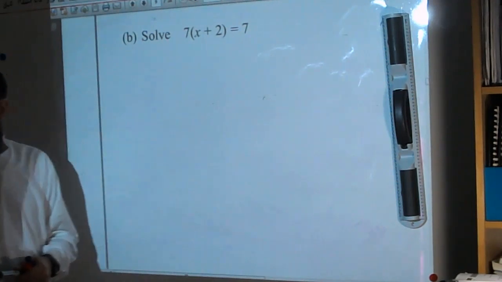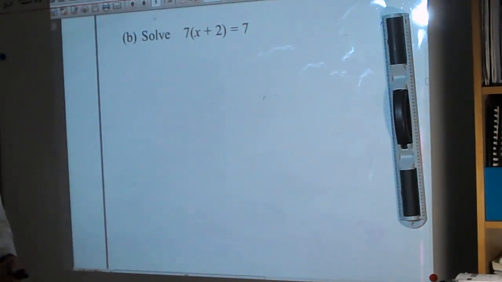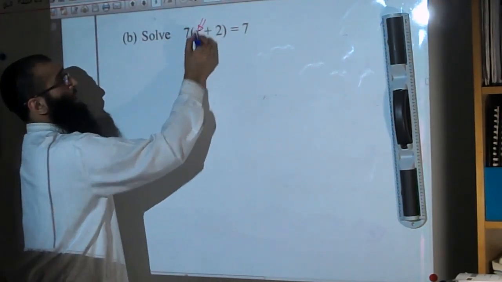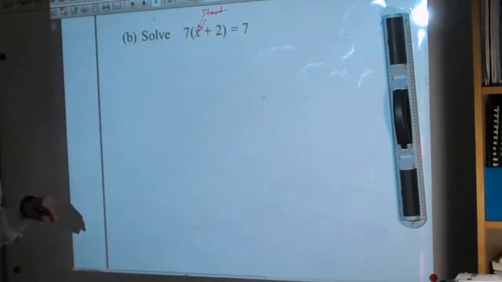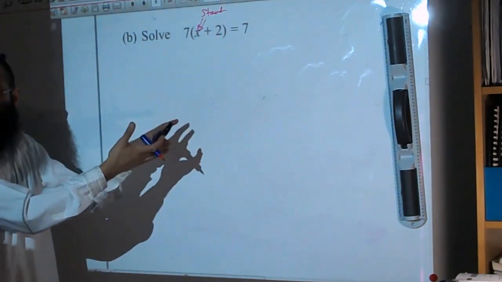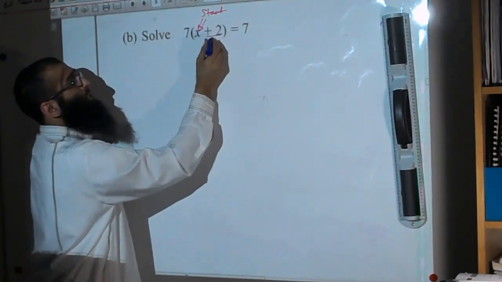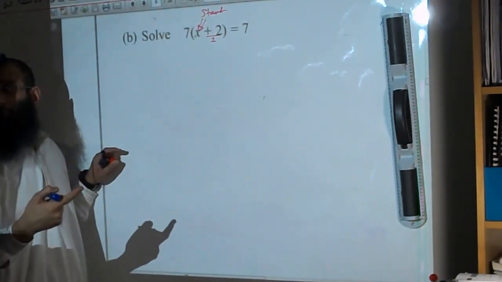Question 7, part B: solve. What is the technique for solving any type of question? We start by expanding the brackets? Okay, we start at x. The technique I've shown you before in previous lessons: when you want to solve something, you want to make x the subject. What's being done to the x first of all? The first action is add 2. That's the first thing being done to it.